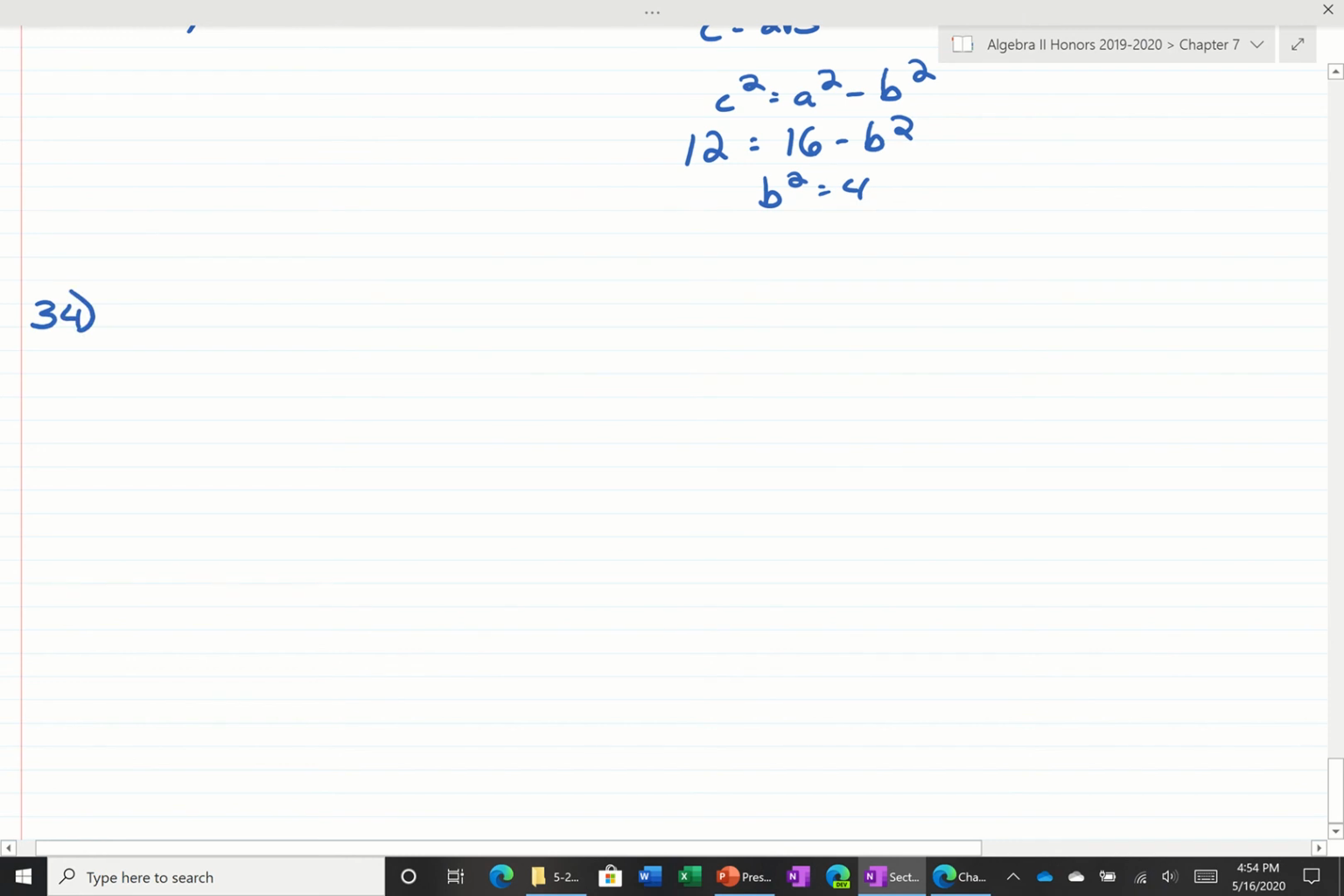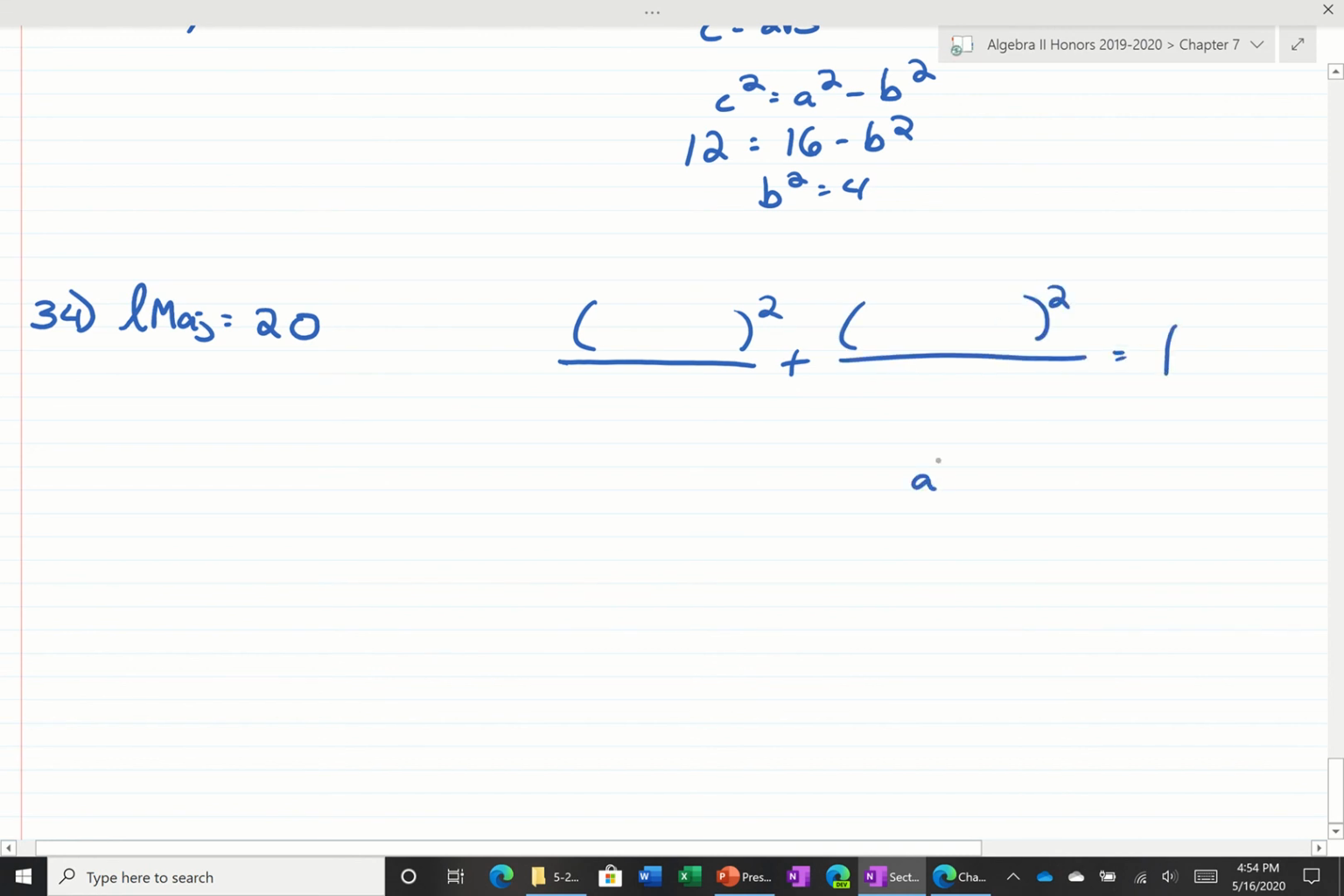So the major axis is 20 units long. So the length of the major is 20. And it's parallel to the y-axis. So what that tells us is that it is vertical. The minor axis is 6 units long. The center is 4, 2.